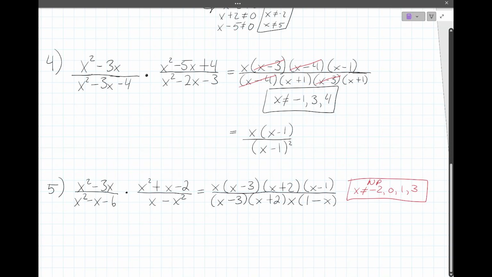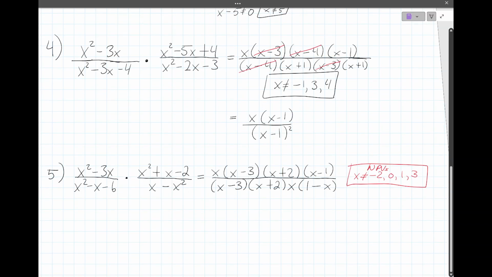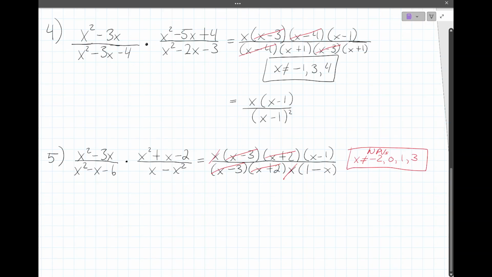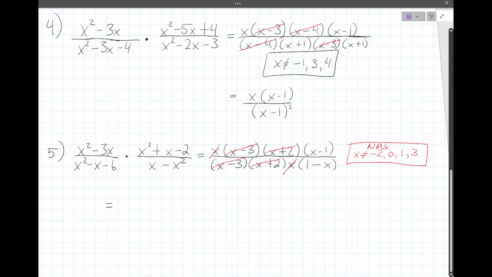So I call them NPVs, right? Non-permissible values or restrictions. Let's take a look what we can simplify. This, x minus 3, x minus 3, x plus 2, x plus 2, x, and x. Okay. And some of you already know what you can do next, but let's just pretend we don't know.